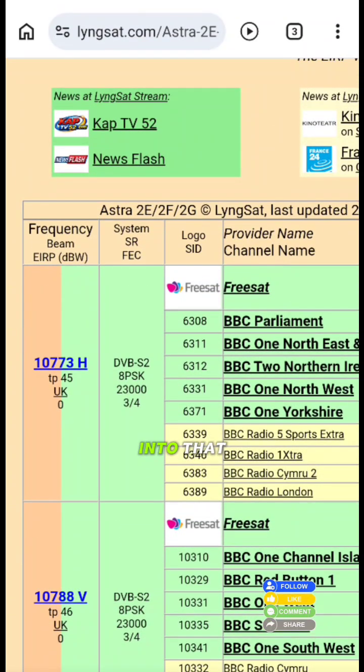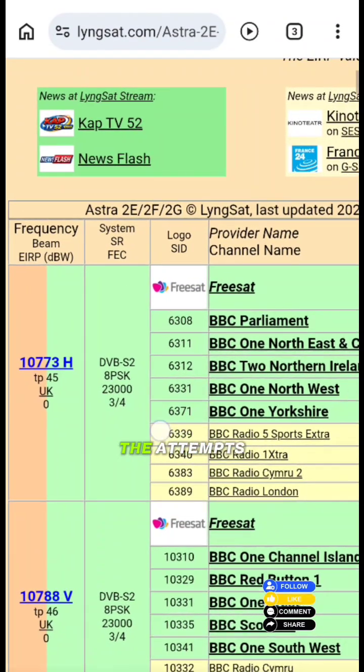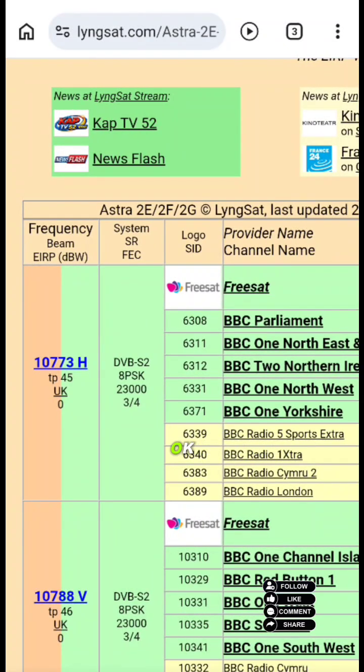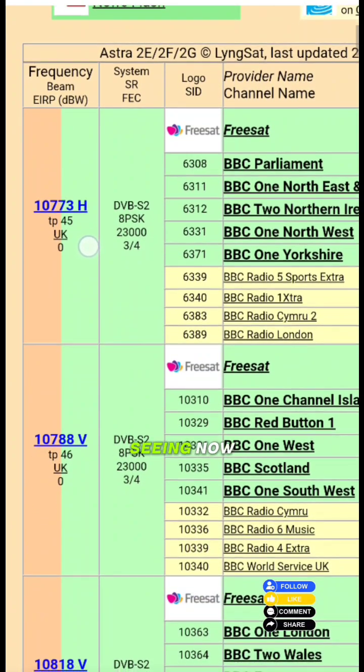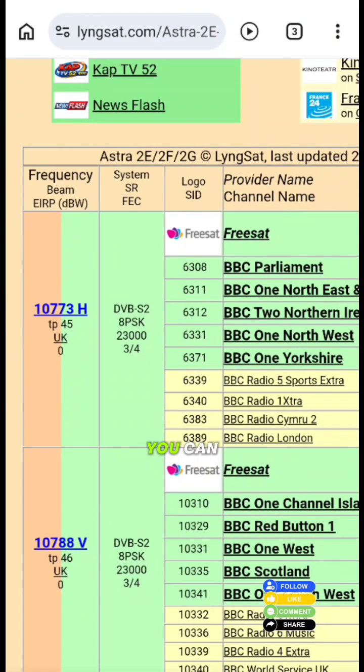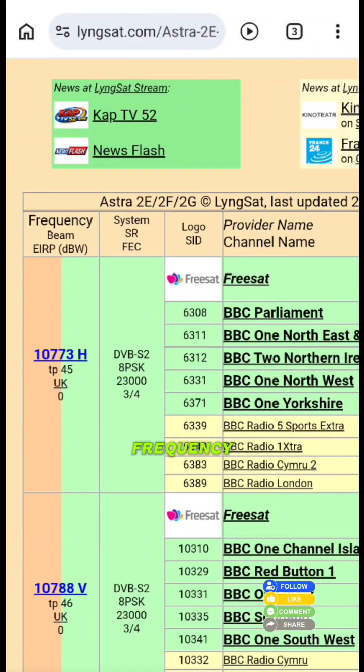But before we go into that, I want to explain some of the terms we will be coming across. From this video you are seeing now, at the top you can see frequency, you can see beam. Frequency is the radio signal used to transmit a channel from a satellite. It is measured in megahertz. An example from the video we are watching now is 10773. That is the frequency. Think of it as an address where the channel lives in the satellite.